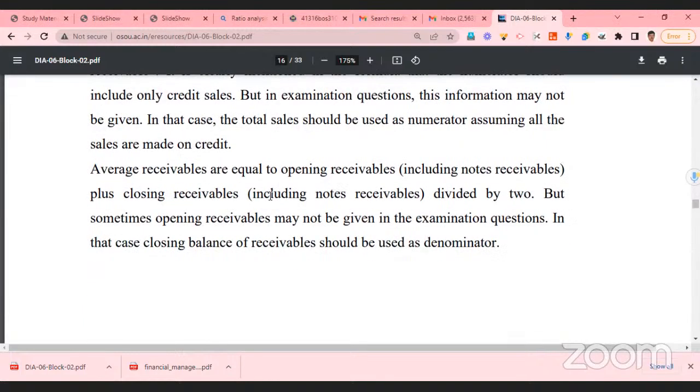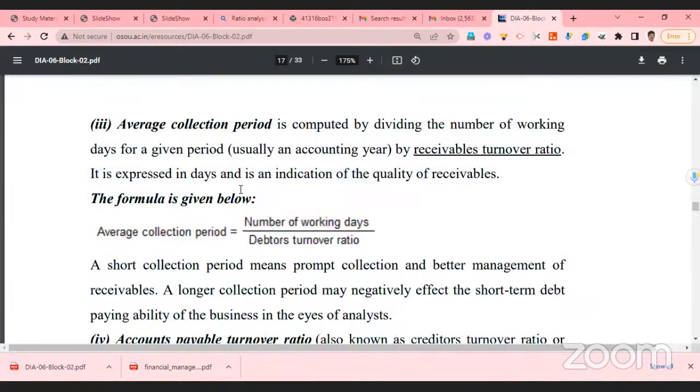Now the third one is average collection period. How many days are the customers taking to pay the amounts? If you sell a product today, on a credit basis, when are they paying the amounts? The collections should always be early, right? A delay in payments is an advantage for the payer.